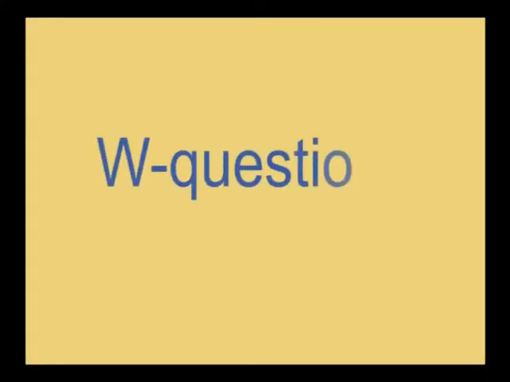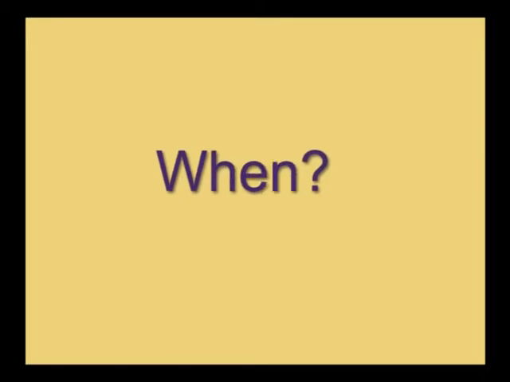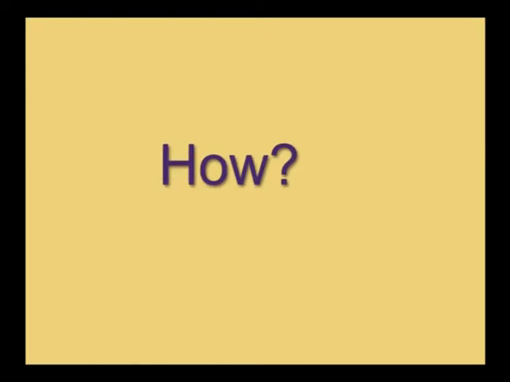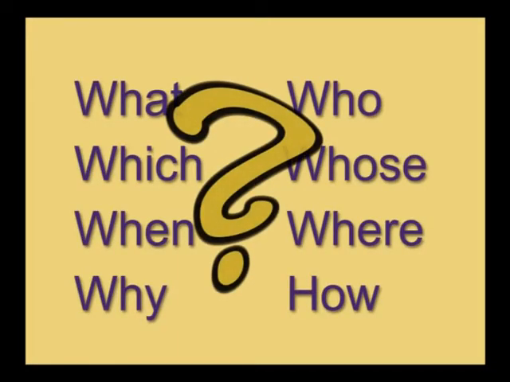Other kinds of questions use what we call the W words. They ask what, who, which, whose, when, where, why, and how. Of course, how is spelled with an H and not with a W. These questions are unlimited. Many different answers can be given.